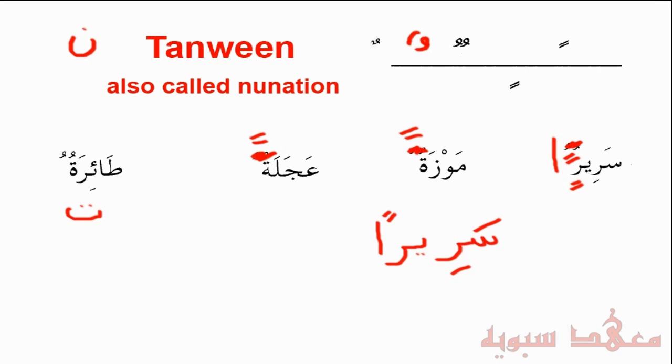Now, another point to note, most masculine proper nouns will have a tanween, yet they are still definite. So any proper name, for example, Muhammad will be Muhammadun, Muhammadan, Muhammadin. So they have tanween, but they're definite. With all other nouns, the tanween will indicate indefiniteness.